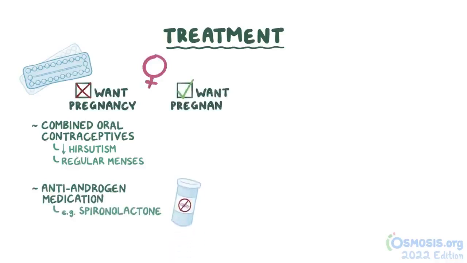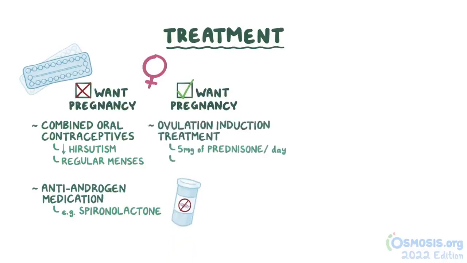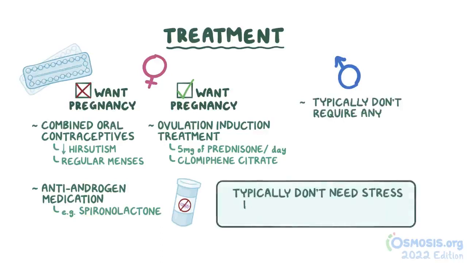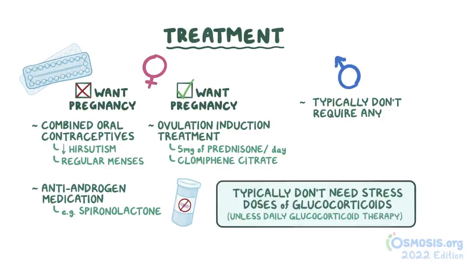If they wish to get pregnant and infertility is an issue, ovulation induction treatment should start with 5 milligrams of prednisone per day, and clomiphene citrate can be added if prednisone alone isn't sufficient. Affected males typically don't require any treatment. Now, individuals with non-classic 21-hydroxylase deficiency typically don't need stress doses of glucocorticoids, unless they're getting daily glucocorticoid therapy, which can suppress pituitary ACTH response to stress.